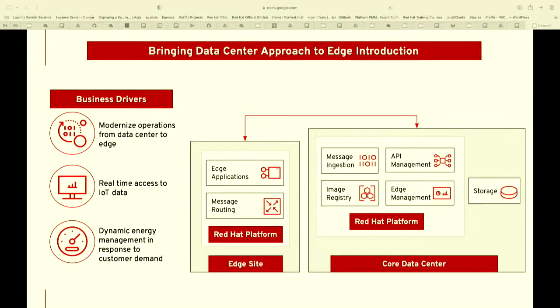One of the things for them was they had been monitoring these gas pipelines, but the data wasn't real time. They had their own operations, ways of doing things that were inefficient. They wanted to bring the same thing they were doing in the data center, like microservices architecture, real-time, event-driven automation, to the edge. So what they did was they deployed these edge locations.